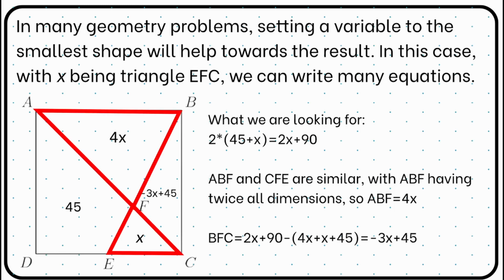Now, we also know that triangle ABF and triangle CFE are similar. So, with ABF having twice all dimensions, ABF is equal to 4x. Now, for BFC, all you have to do is subtract 5x plus 45 from the total area of the square, and that is equal to negative 3x plus 45.